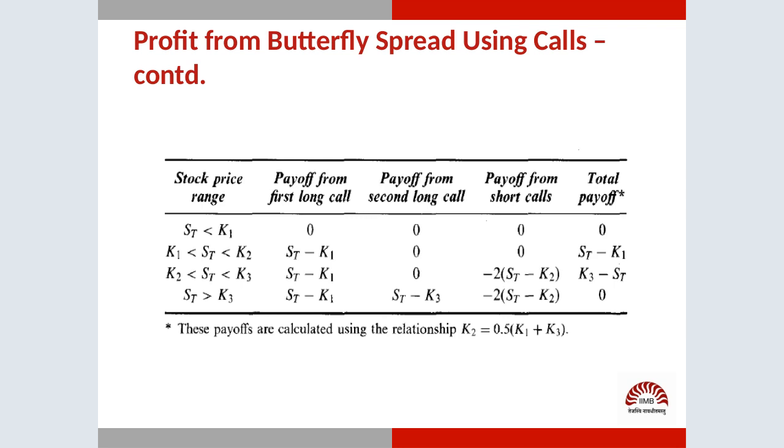What is this? This is actually the payoff from the structure that I showed you out there. The last line comes from the fact that the payoff from K2 is actually the midpoint. So I'm assuming K2 to be the midpoint of K1 and K3. That is what will result in the last point.